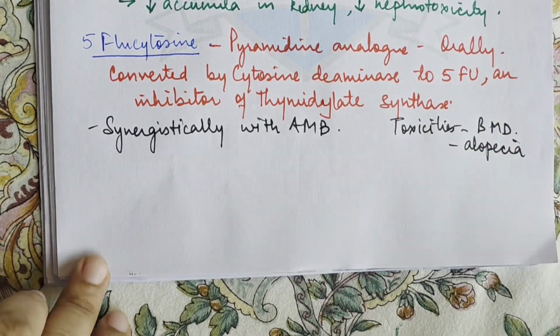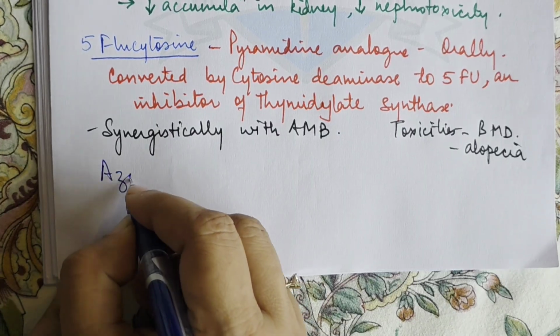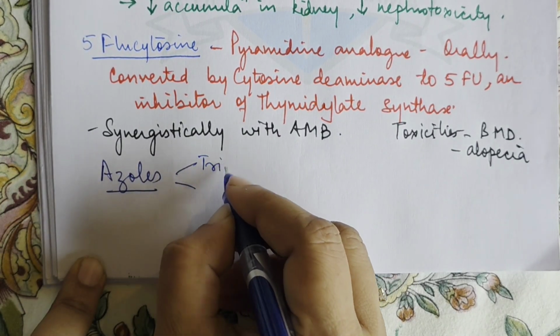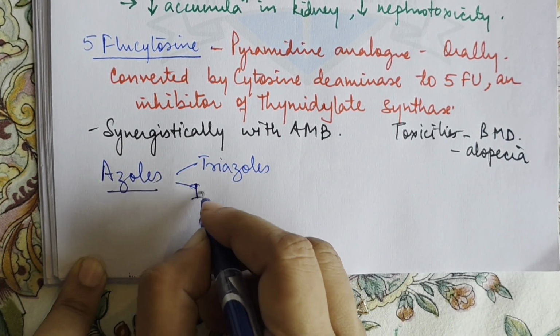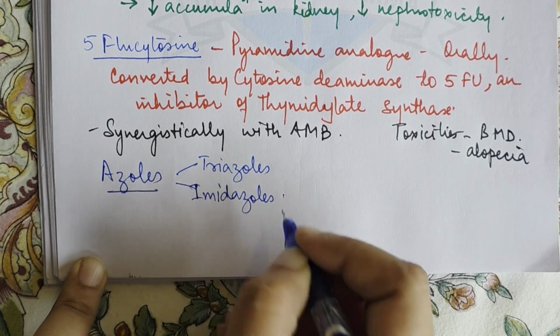Coming to the next category of drugs, that is azoles. Now azoles, as we have seen, have two categories, triazoles and imidazoles, right?